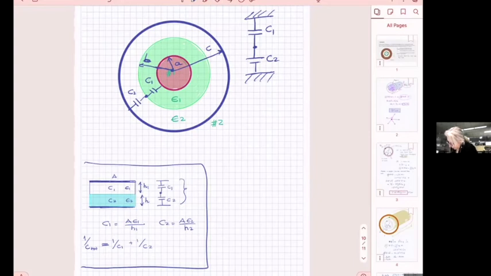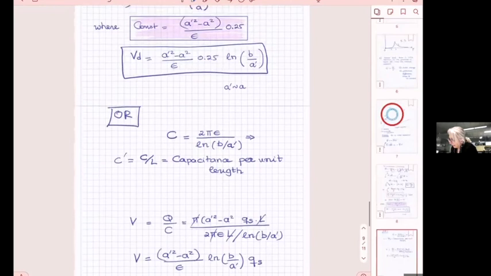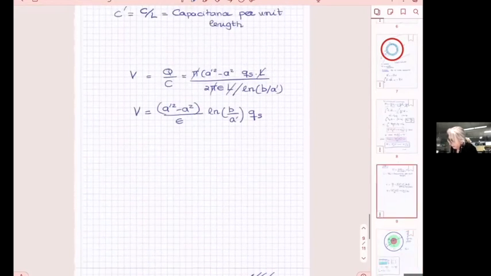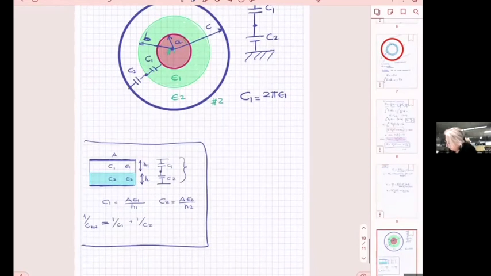While here C1 came out of the parallel plate waveguide, this C1 up here is going to come from the coaxial. And we just found the coaxial. It's 2 pi for this one. So the first one is going to be 2 pi epsilon 1 divided by ln of C over B, excuse me, B over A. That's for epsilon 1.